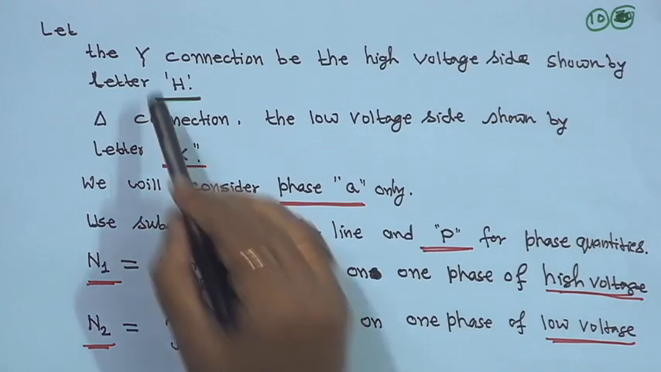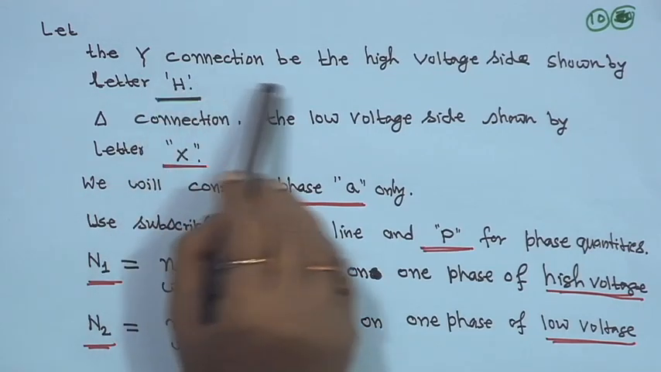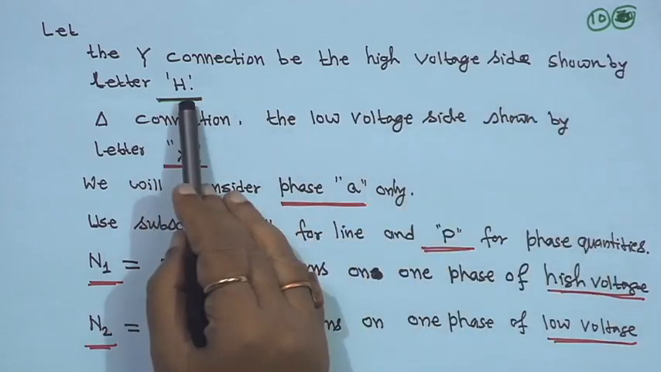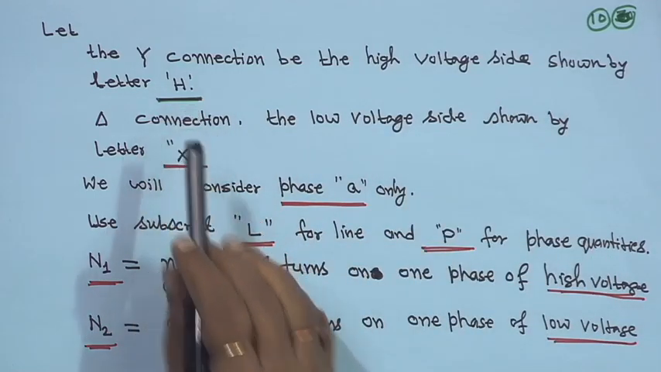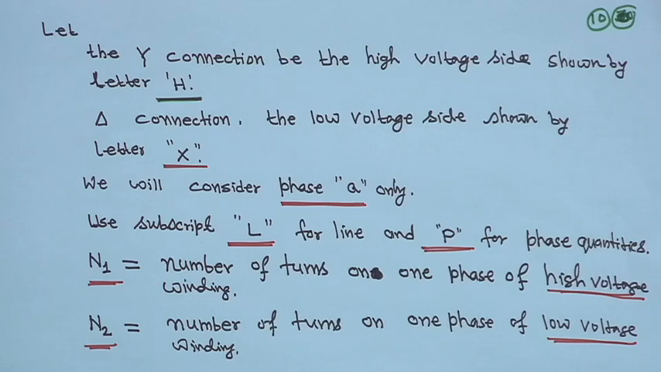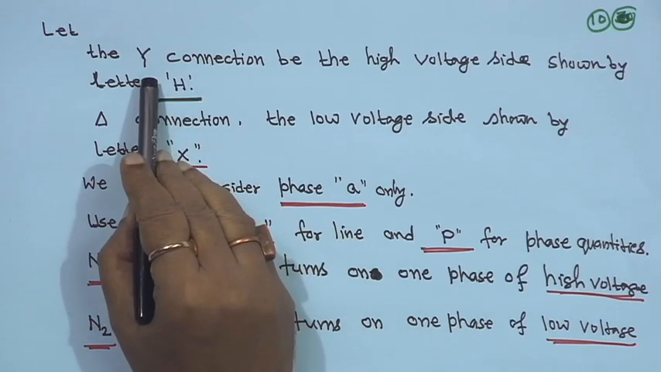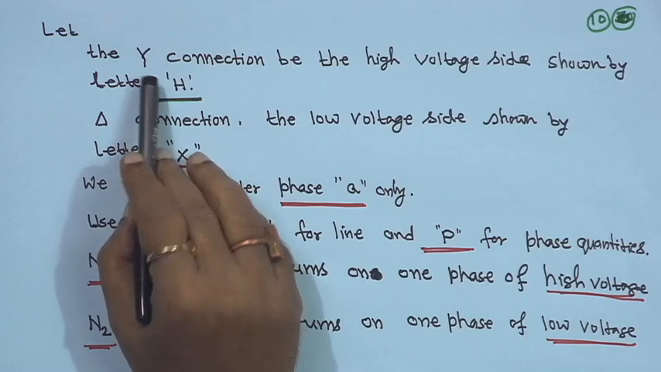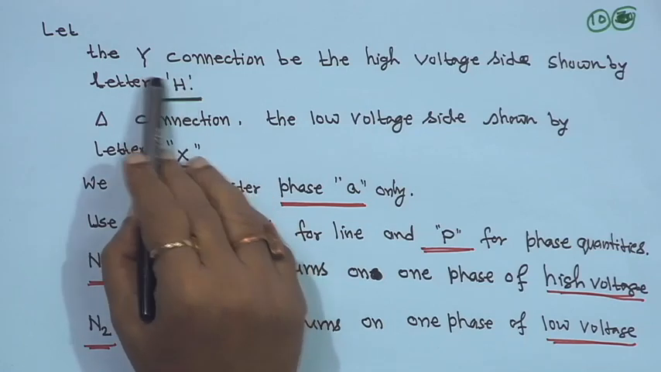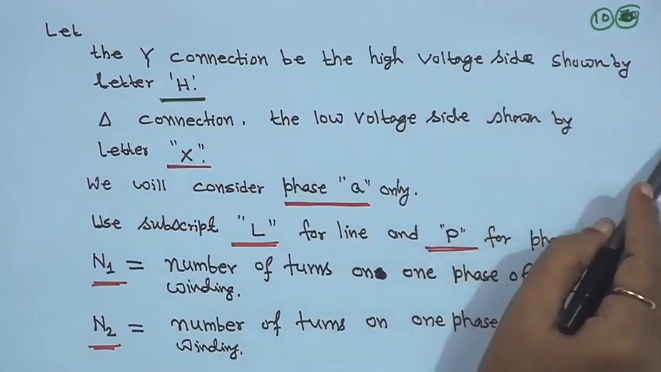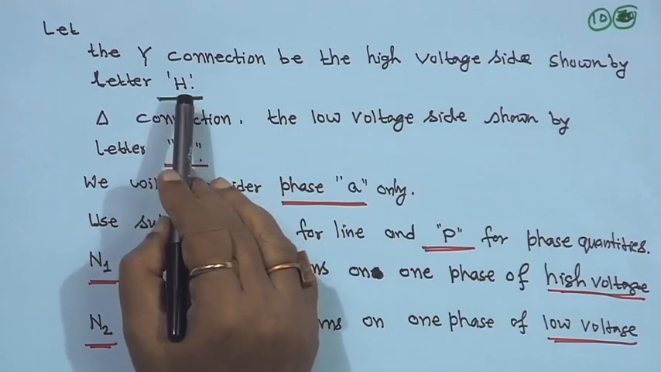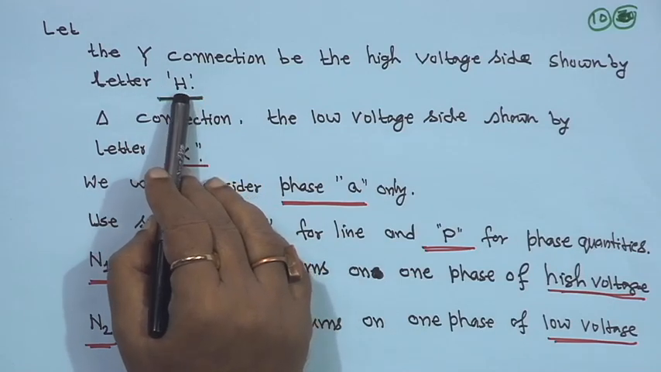let the star connection be the high voltage side, shown by the letter H. Because there are three phases A, B, C, and we would have to utter A B, B C, C A several times. Instead of that, as I said in the beginning, the star side should always be the high voltage side. So the star connection is the high voltage side shown by capital H. H will stand for high voltage.